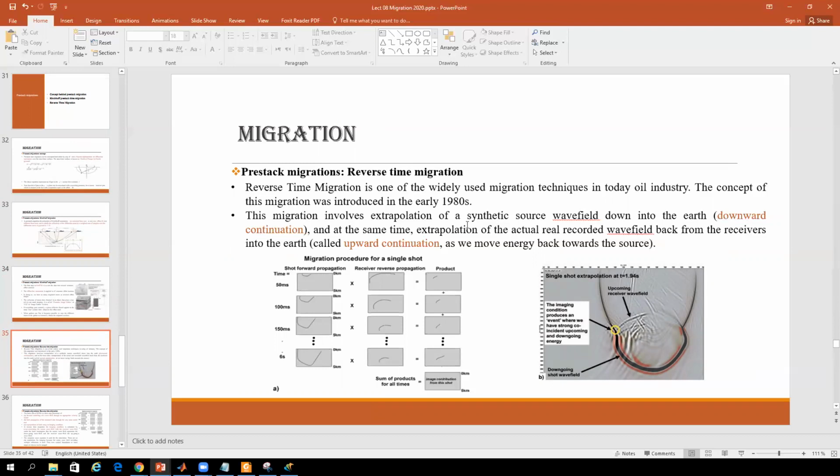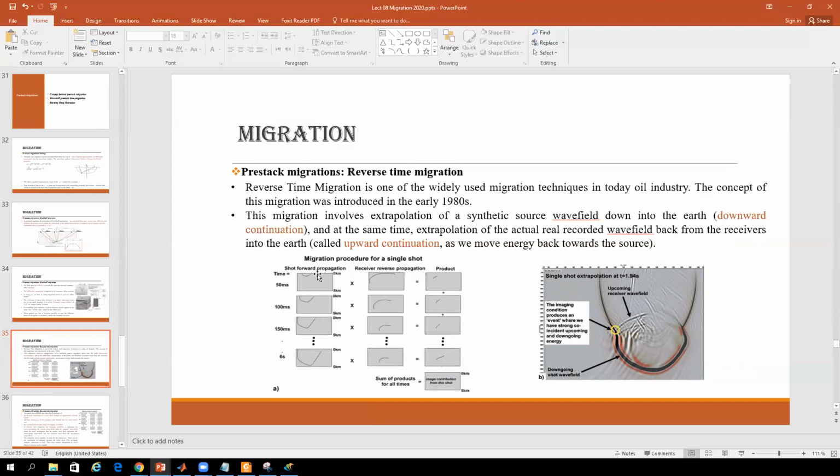Lastly, the reverse time migration. Reverse time migration is one of the famous and very widely used pre-stack migrations. It requires too much computation power and imaging. It also requires quite a lot of theory compared to the previous migrations which we have seen. So what do we do in this migration? In this migration, we have two propagations.